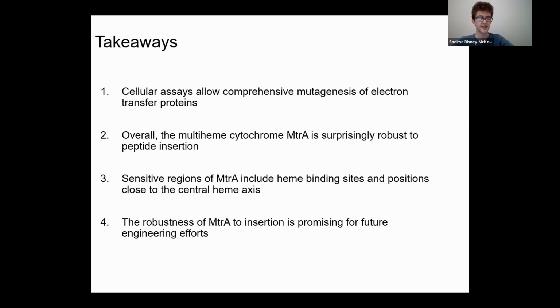So some takeaways: these cellular assays, growth selections, are really useful for comprehensive mutagenesis and comparison of the function of electron transfer proteins. And this is really great for teasing out sequence-structure-electron transfer relationships. And after performing this analysis with MtrA, we found that it's surprisingly robust to peptide insertion, although there are some sensitive regions like the heme binding sites and positions close to that central heme axis. Despite this, the robustness of MtrA is really promising for future engineering efforts. We're planning on doing domain insertion with ligand binding domains next to see if we can allosterically regulate electron flow in bioelectronic sensors.